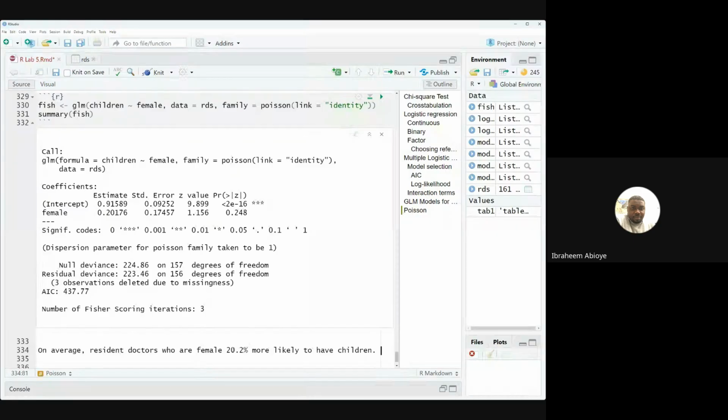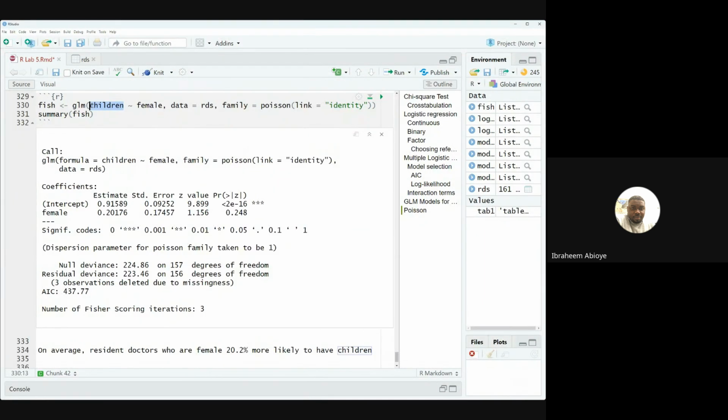Okay. Another way to have interpreted this would have been to say that they will have 0.2 children more than male resident doctors, but that would sound weird because you can't have children who are half. Okay. If this were a number of days, say days on the ward, we would have found it easy to interpret that as on average 0.2 days more. But the key takeaway here is that Poisson is for count, and identity preserves the structure of the outcome.